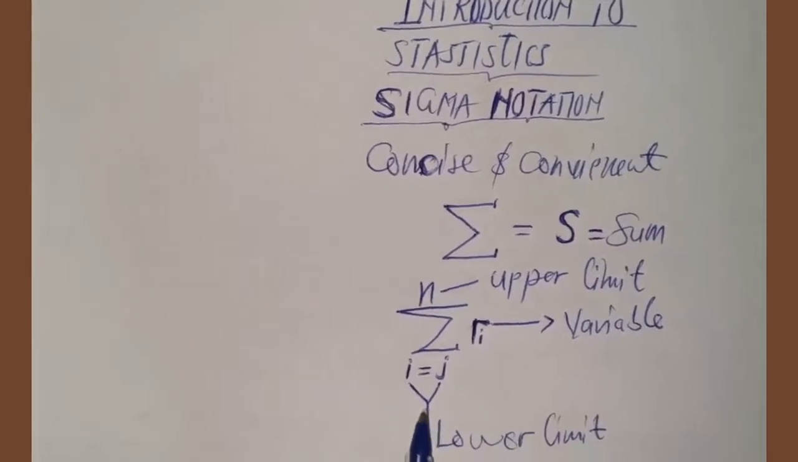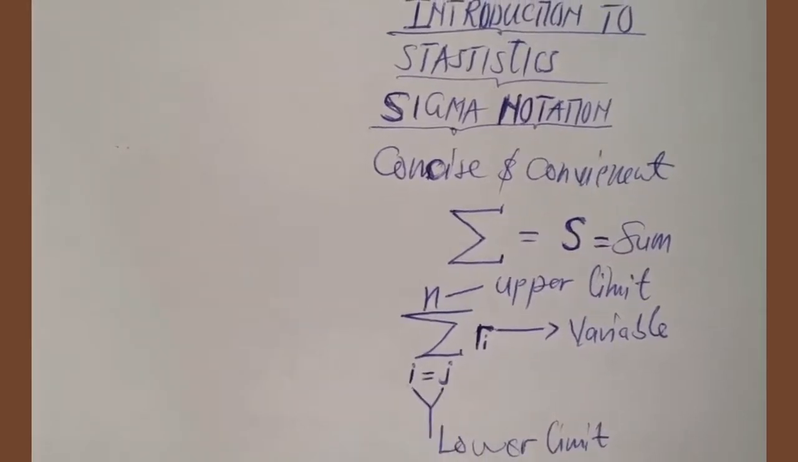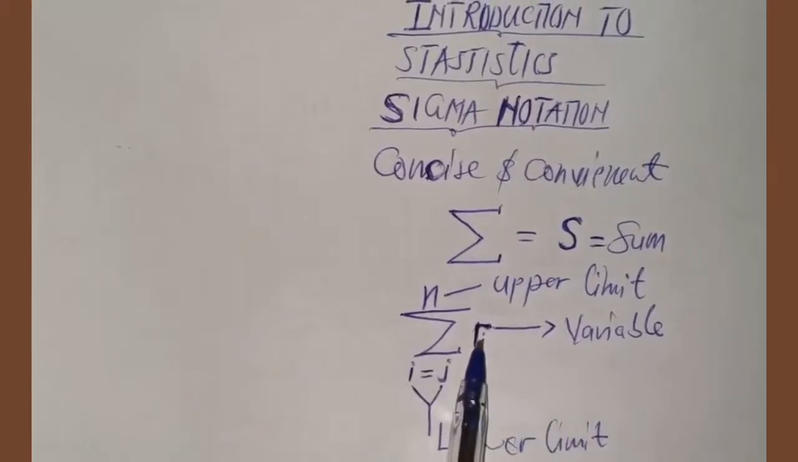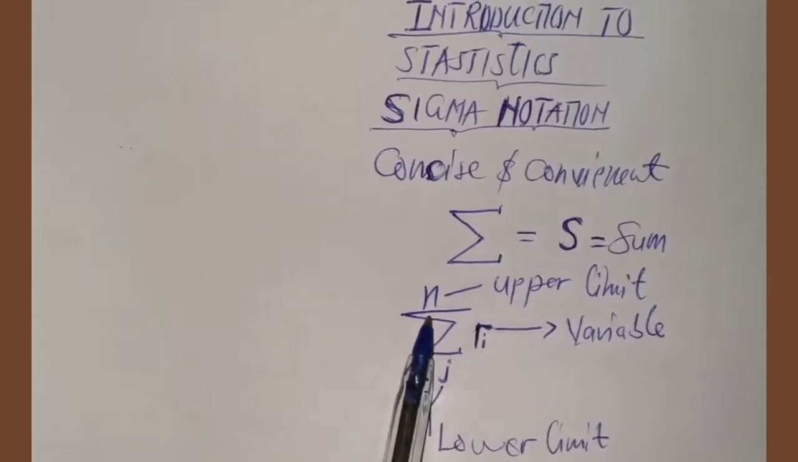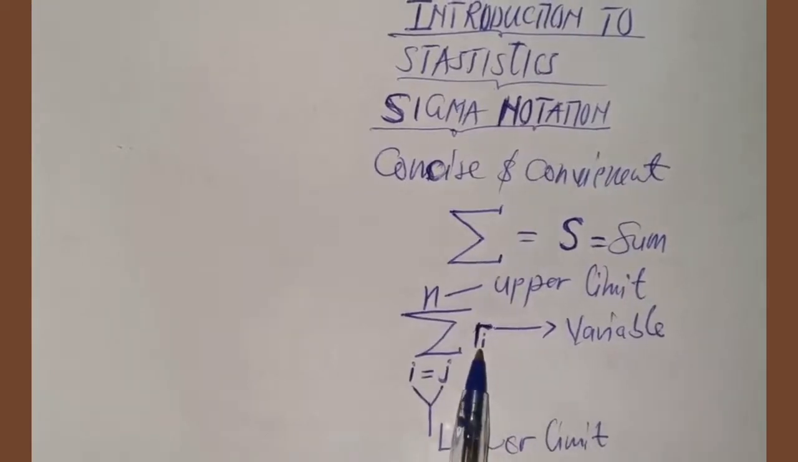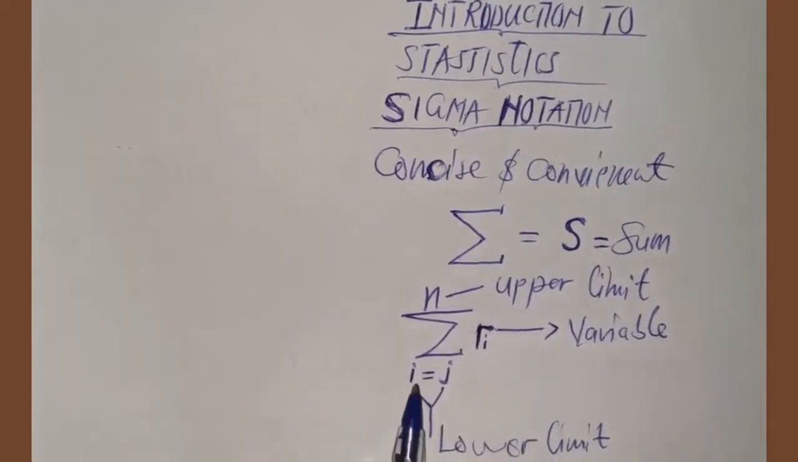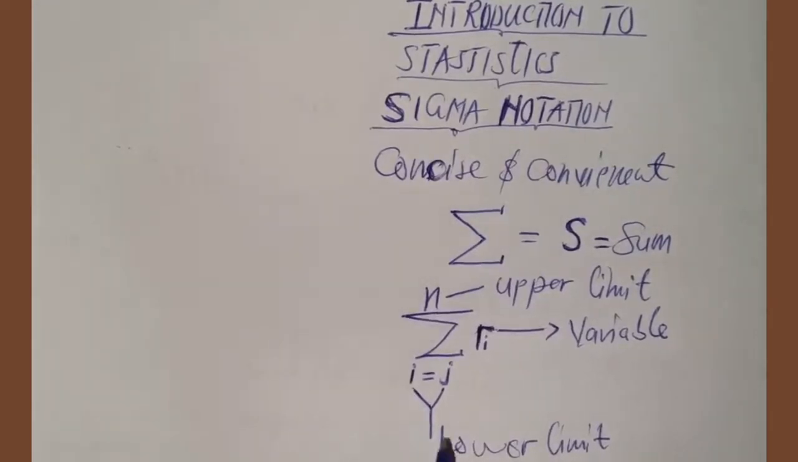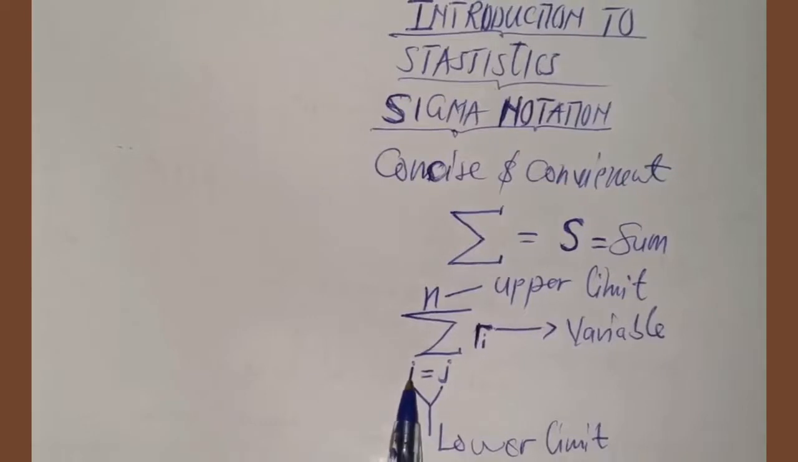The n is the upper limit, the limit that r can reach or end at, and the i here, the lower limit, is the limit that r will start with.